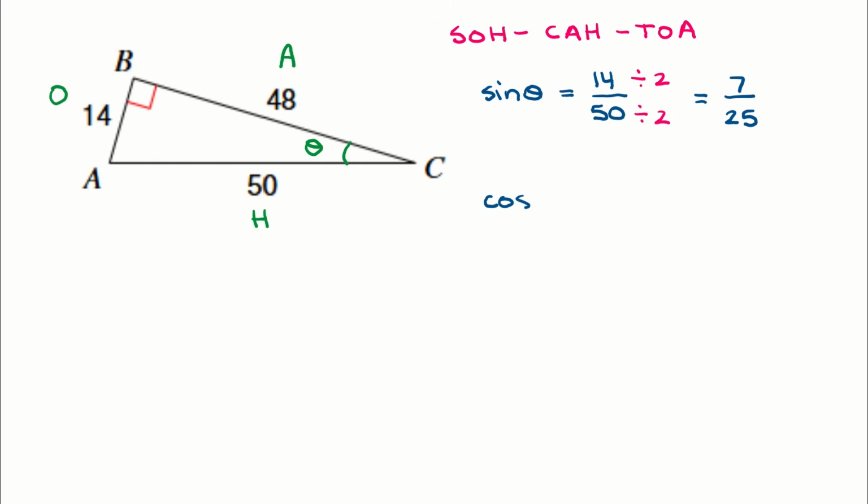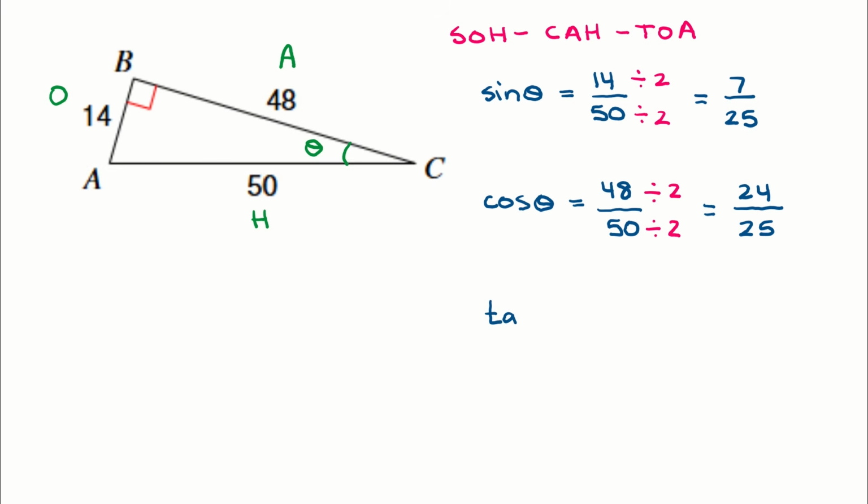Then we get to cos. Cos of our angle theta would be equal to the adjacent side, which is 48, divided by the hypotenuse side, which is 50. These, once again, are both divisible by 2. 48 divided by 2 gives you 24. 50 divided by 2 gives you 25.